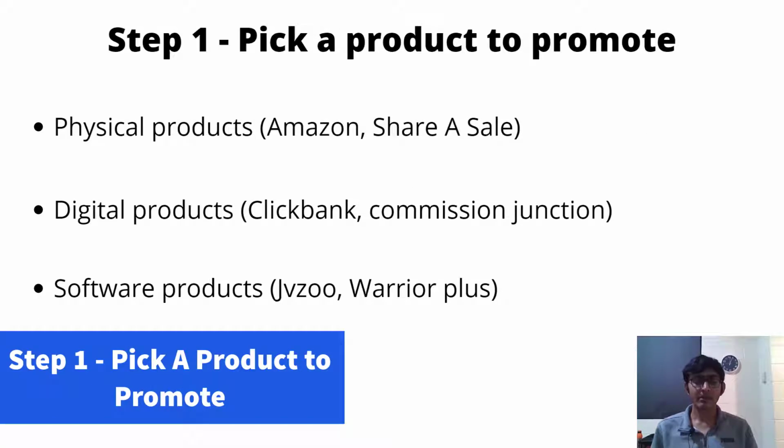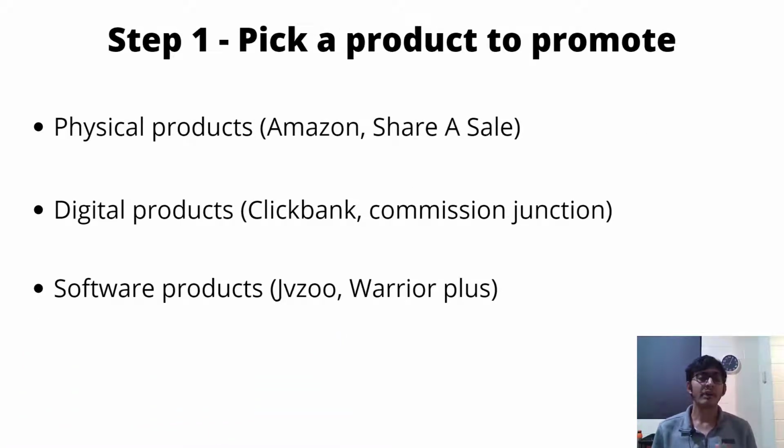So the first step is to pick a product to promote. There are a lot of different categories of products that you can promote, like physical products, digital products, and software products. If you want to sell physical products, then Amazon.com and ShareASale.com are the best websites to promote physical products, because on Amazon you will find any kind of physical product to promote.